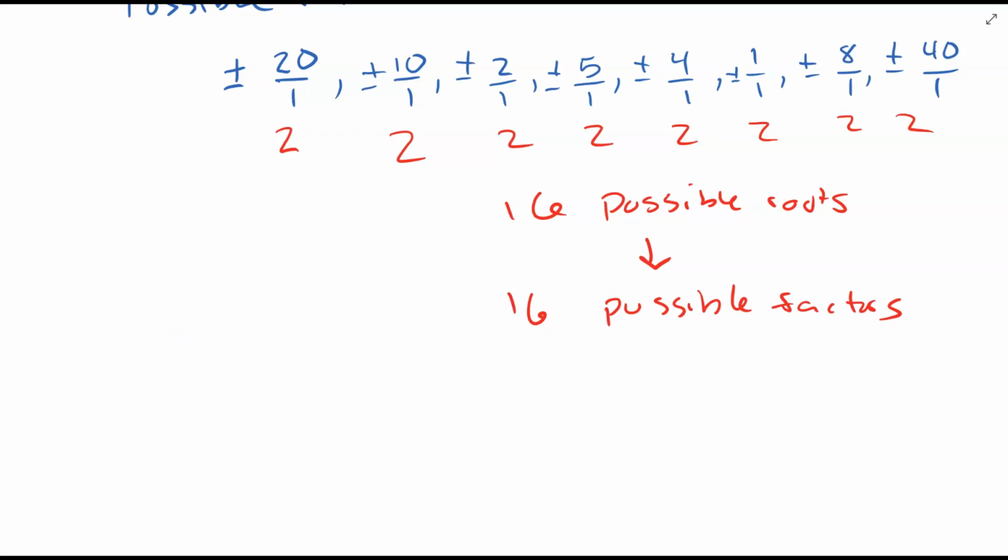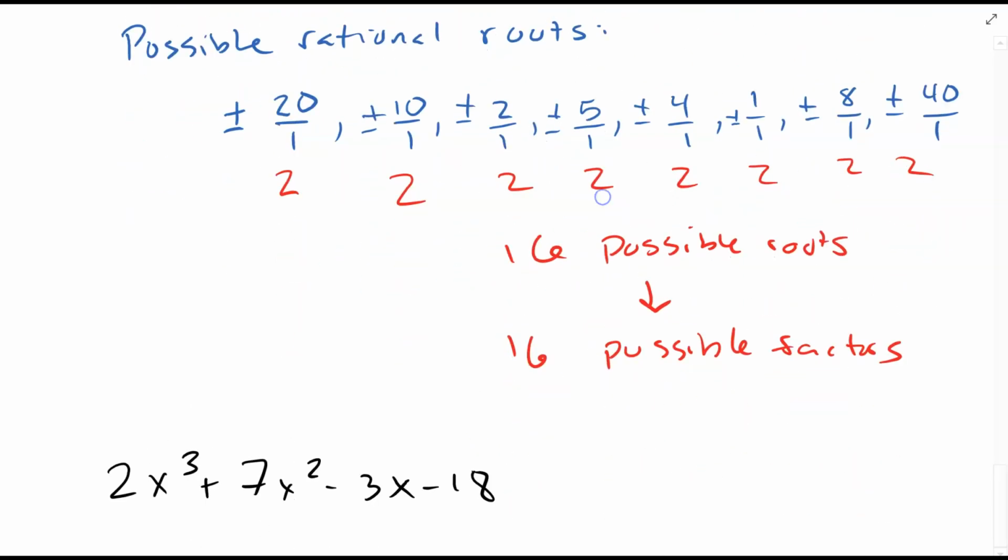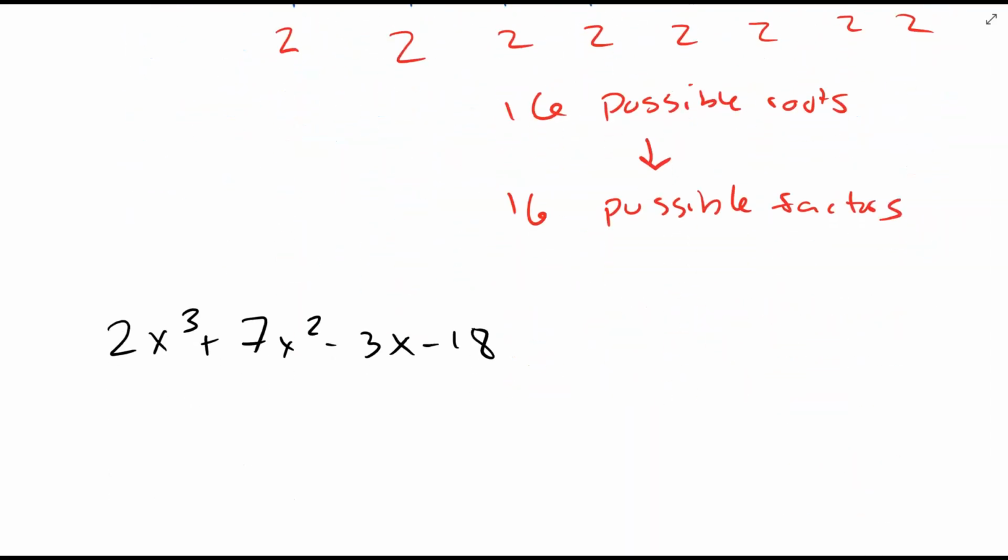All right. So let's do a second example here. Looking at this polynomial. So we're doing the same thing. We're just going to identify the possible rational roots.